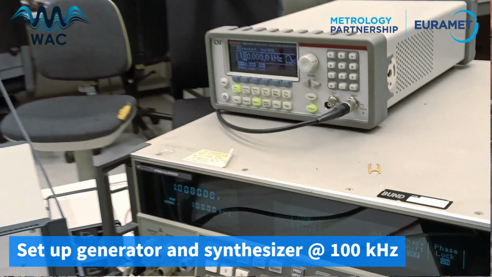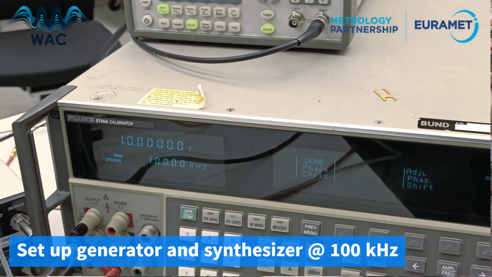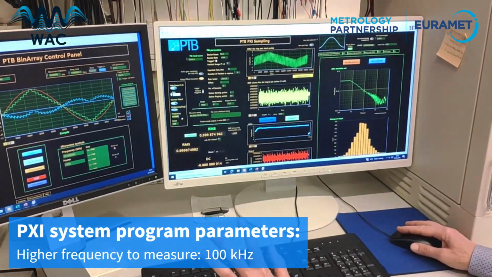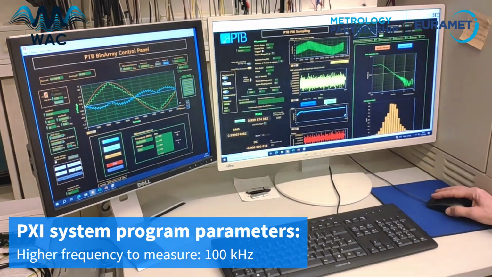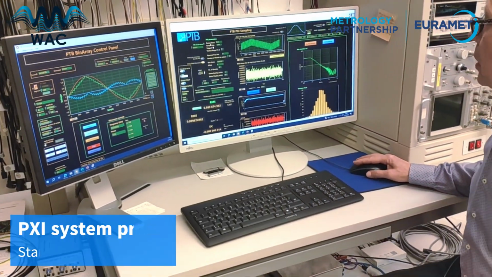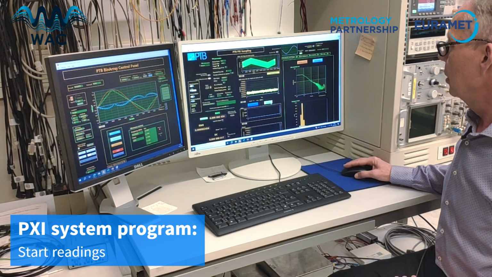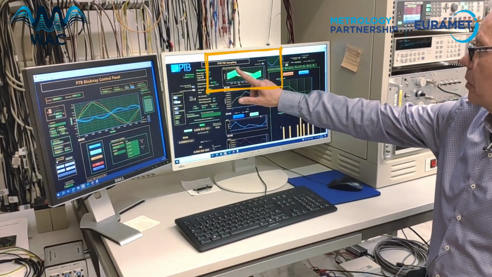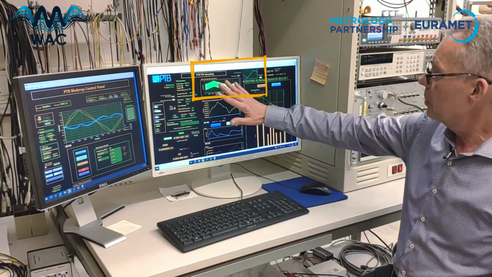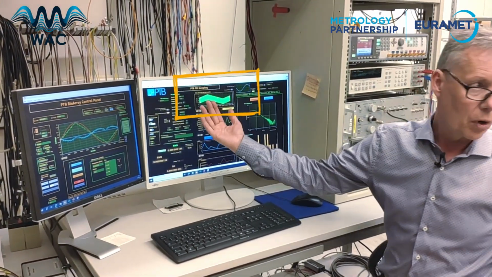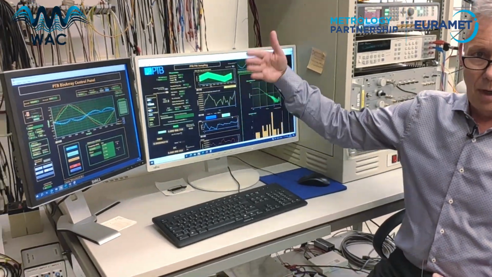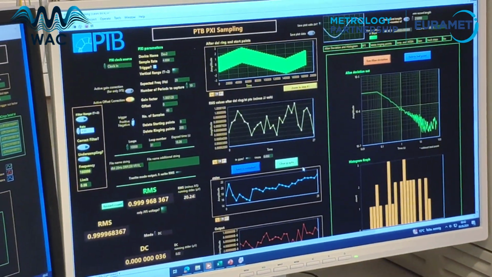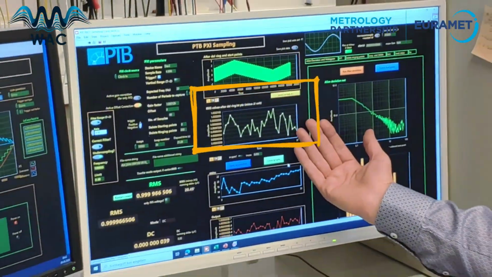The only thing I have to do now in this program is to tell it that I changed this frequency to 100 kilohertz. And start it, and I will clear this graph now. You still see these 40 steps of the Josephson here, but the picture is much more colored because we have many more high frequency periods crossing each step. The system is running in a similar way.